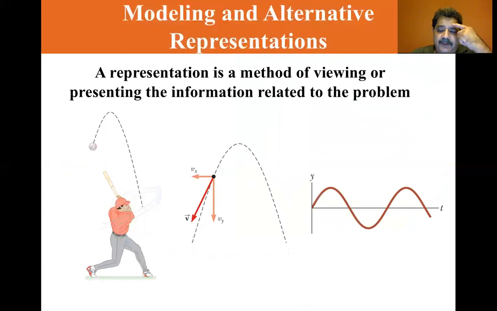So, alternative representations. A representation is a method of viewing or presenting the information related to the problem. Scientists must be able to communicate complex ideas to individuals without scientific backgrounds. You can use graphs, pictures, etc.